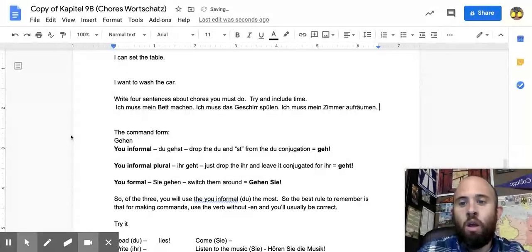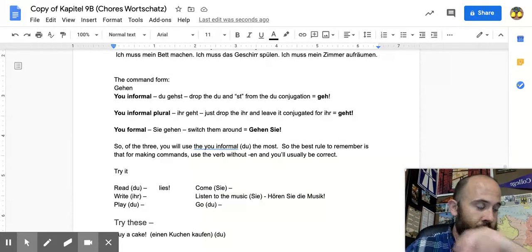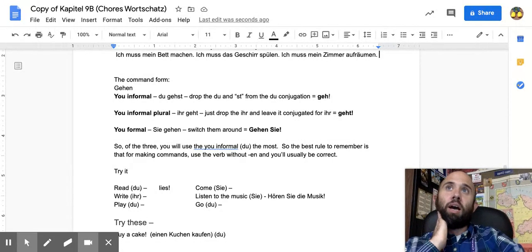Okay, let's talk about making commands. So in English, how do we make commands? How do you tell someone to do something? You take the verb and you just don't say to. So like to go. If you want to tell someone to go away, you say go away. Right? You don't conjugate it to like he goes away. If you are talking about to play, like play soccer. Yeah, you just get rid of to.